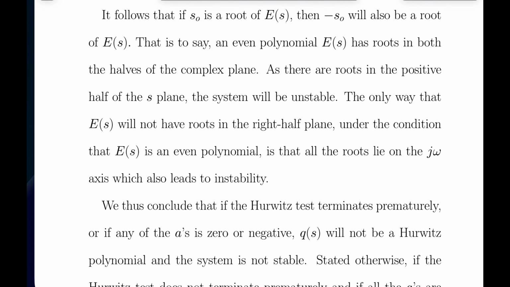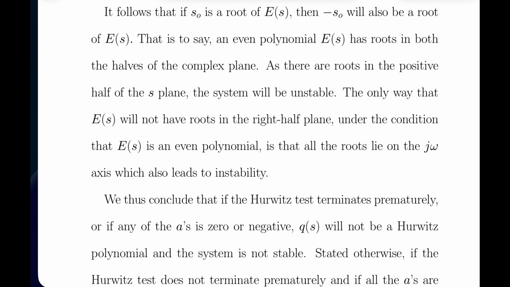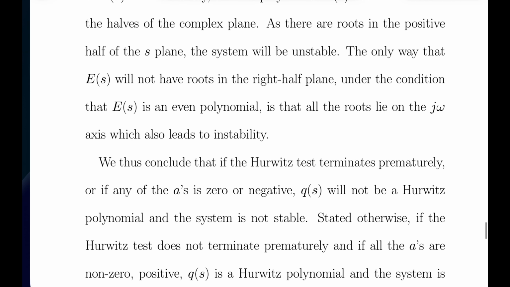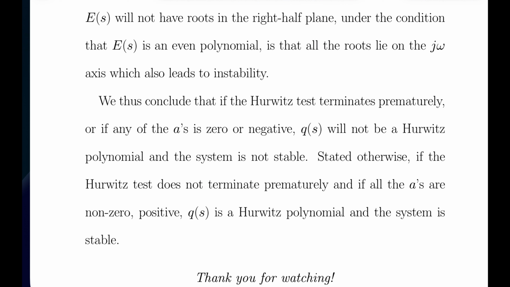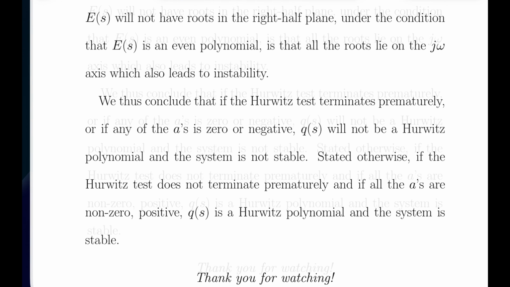The only way is that if our ES is an even polynomial and there are no roots in the right half of the S-plane, then the only possibility is that our roots lie on the j omega axis, which also leads to instability. Clear? We thus conclude that if the Hurwitz test terminates prematurely, or if any of the A's is 0 or negative, QS will not be a Hurwitz polynomial and the system is not stable.